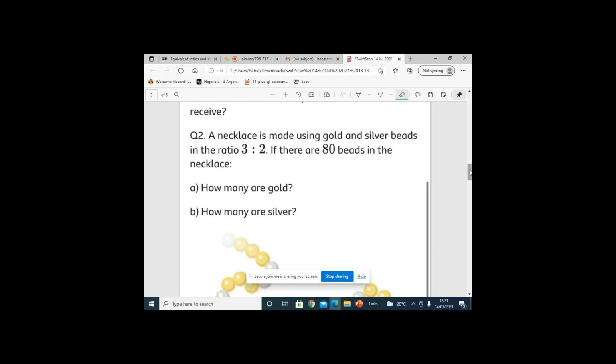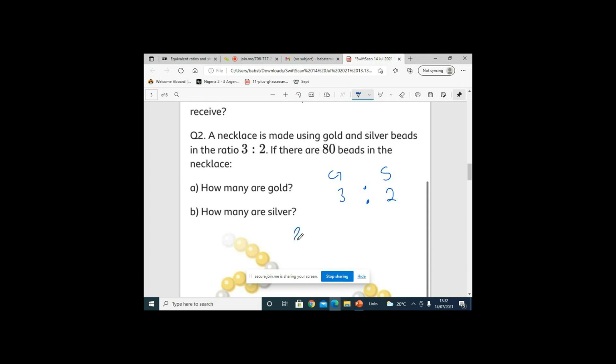80 divided by 3 and multiply by 2? Yeah. This is what they ask us to do. The necklace is made of gold and silver beads in the ratio 3 to 2. This is gold and this is silver. If 80 beads are in the necklace, how many are gold and how many are silver?